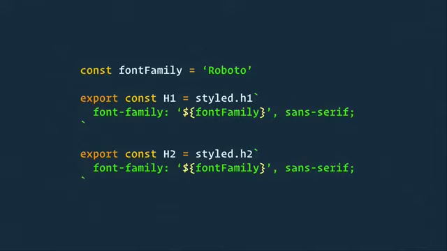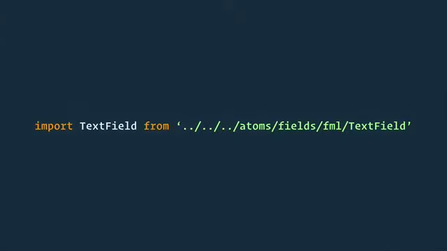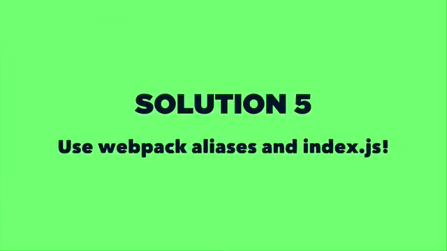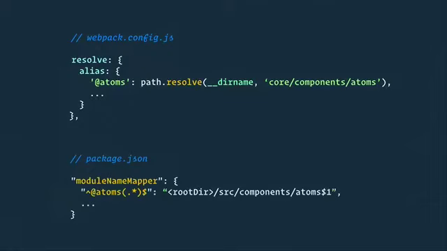So the final problem that we came across is that having all these subfolders and structure meant that we had some really painful imports all over the place. So things that look like this with lots of going up and going down. So our solution for this, which is probably just general, not just for atomic design, was using webpack aliases and an index.js file. So if you're not familiar with aliases in your webpack config, you can put something like this. And then also you need to put something equivalent in your package.json for jest if you use that.